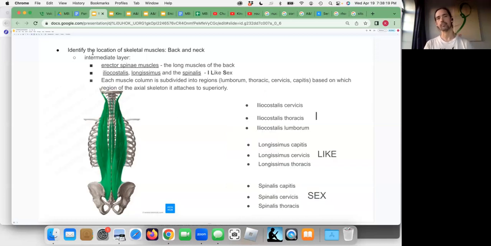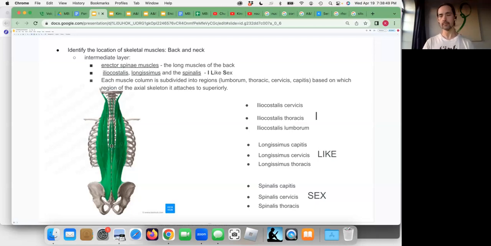And then after the splenius muscles, lower down you have the erector spinae muscles, also called the spinal erector group or the spinal erectors. Some people call them the extensors, the back extensors, lumbar or thoracic extensors. Good mnemonic is I like sex. So that's the iliocostalis, the longissimus, and the spinalis muscles.